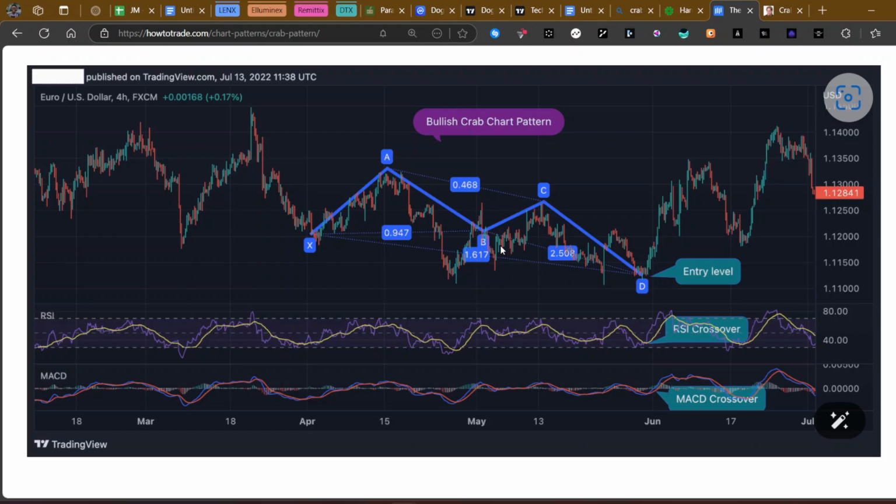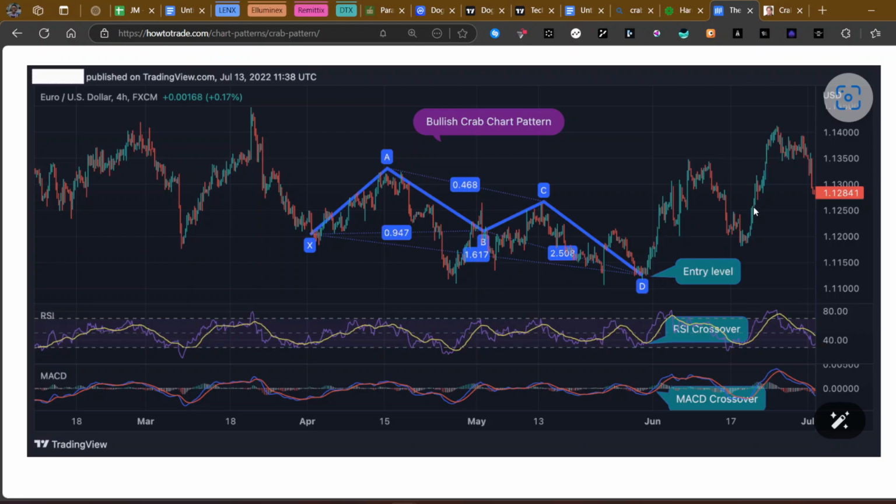You will see the crab pattern typically form after a sharp price move in the market, and then you will notice a retracement in a specific pattern that fits the Fibonacci sequence. Once it completes, the price often reverses, presenting a potential entry point for traders who know what they're looking for.